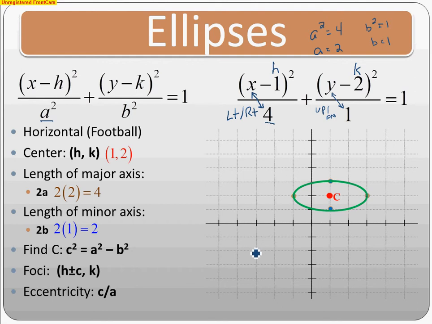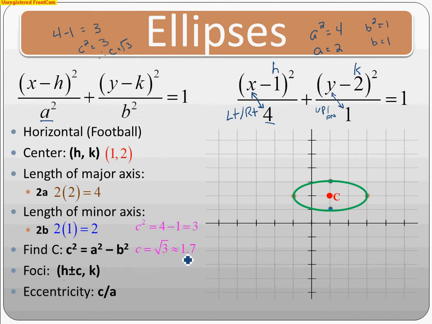Now, the only thing you will have to do with your calculator now is find this C value, because that C value is going to help us find our focal points. So C value is a squared minus b squared. So a squared minus b squared, that's going to be 4 minus 1, that's 3. So that c squared is going to be 3. Therefore, c is the square root of 3. And you'll need your calculator to the tens place to help us with that. So c is going to be 1.7.